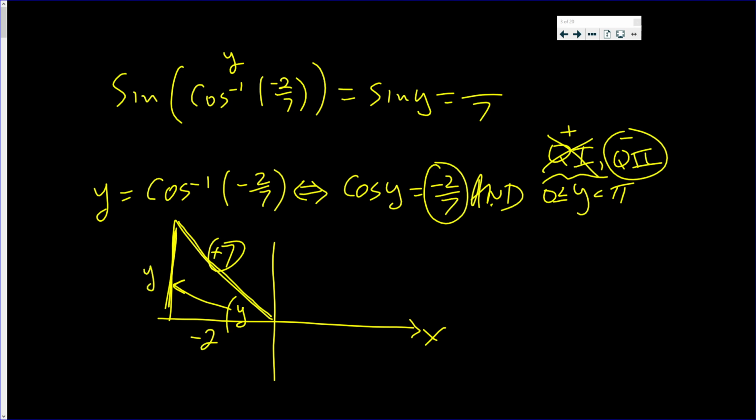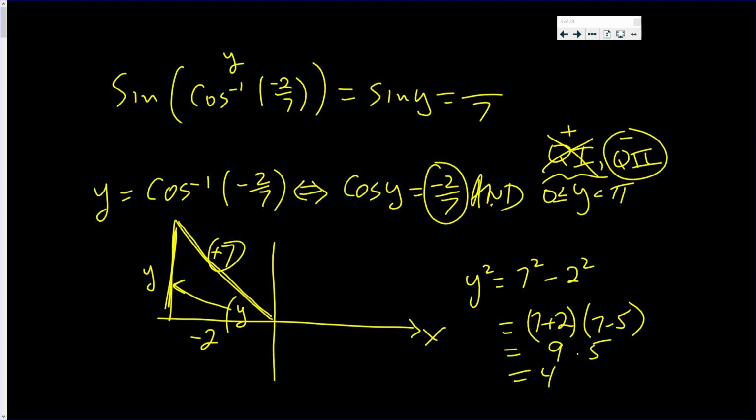Let's call it y. y squared is going to be 7 squared minus 2 squared. The difference of squares: you add the two numbers that are being squared, and you subtract the two numbers that are being squared. You get 9 times 5, 45. That's what y squared is. So y would be the square root of 9, which generally I write as 3, times the square root of 5. So y is 3 square root of 5.